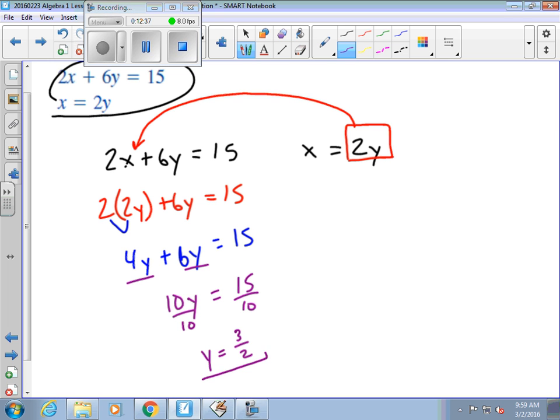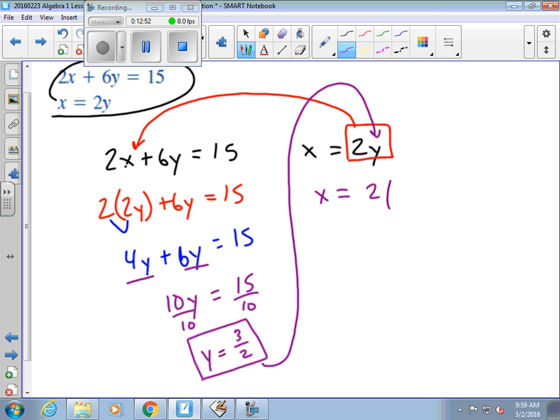Now we have a value for y. What that means is in place of y in the other equation, sub it back in right there. So x equals 2 instead of times y now, 3 over 2. If you multiply straight across, 2 times 3, you get 6.